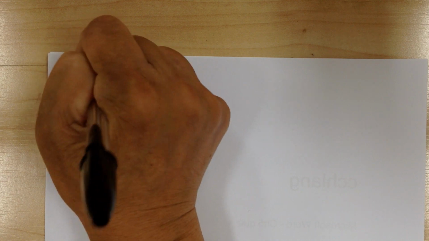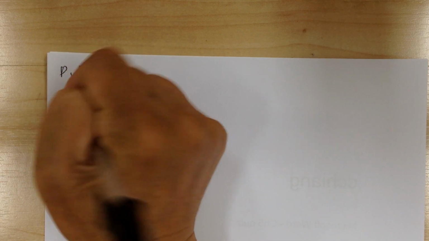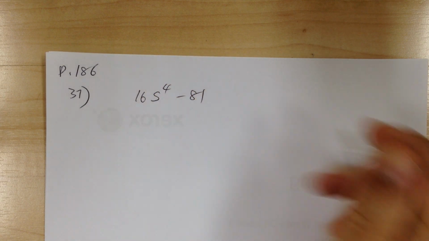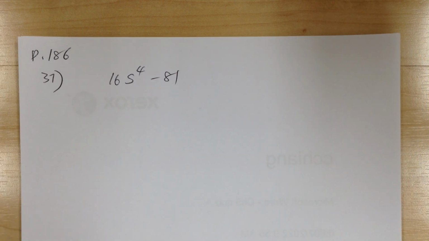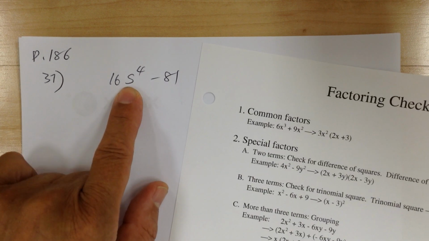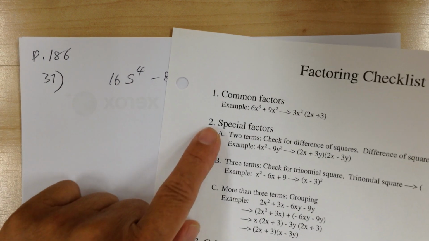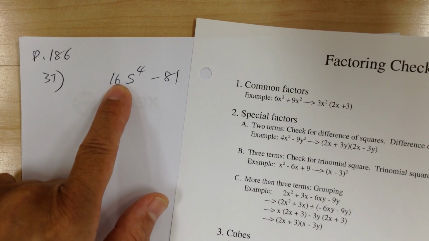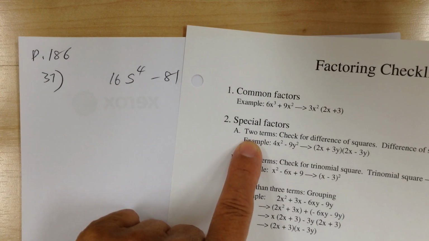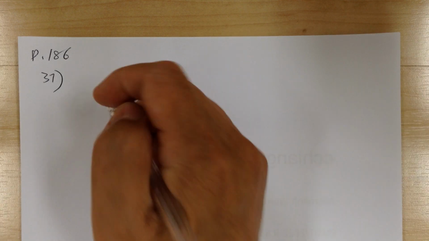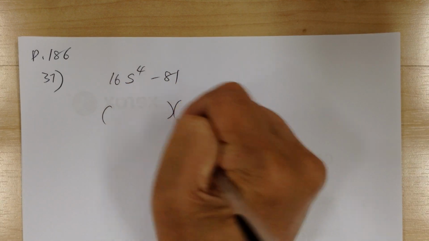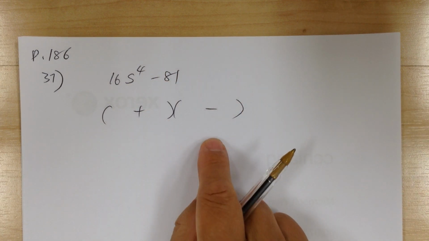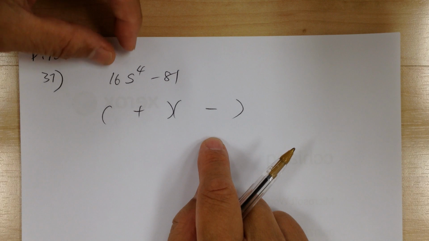Okay, let's go to the next one. Number 37, 16s to the 4 minus 81. So you can go through the checklist. Step 1, common factor, cannot. So you go to step 2. 2 terms, check for difference of square. So this is a square minus square. So difference of square, you get 2 sets of parentheses, plus and minus, right? So difference of square gets into conjugates. And you just go and break it down into square roots.